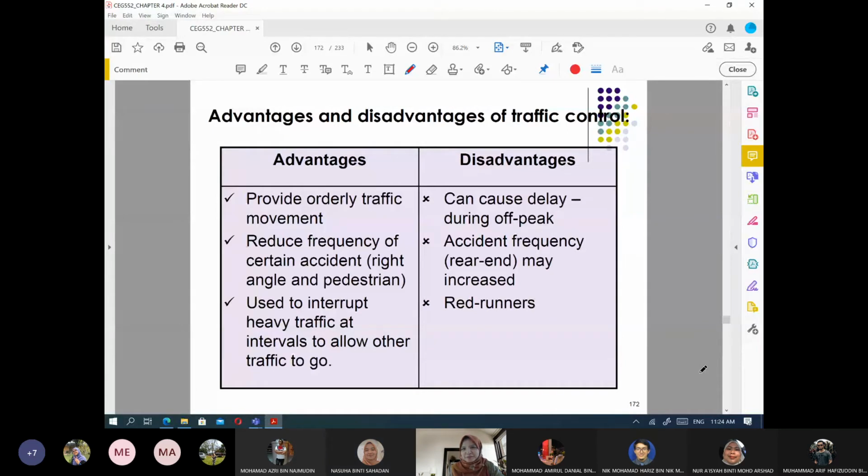Sebab apa? Sebab alamak sekejap nak kena tunggu lagi 2 minit lagi. Nak cepat ni. Kelas start pukul 8 lah. Let's say nak pergi kelas kan. So nampak lampu kuning, lagi tekan minyak.